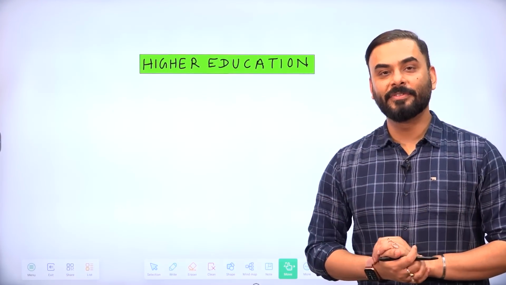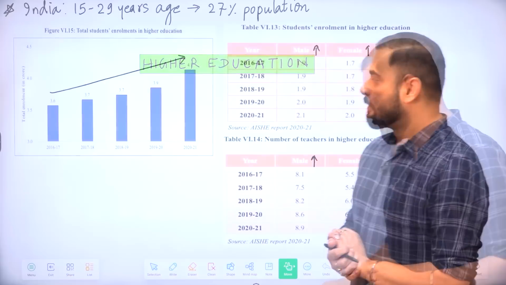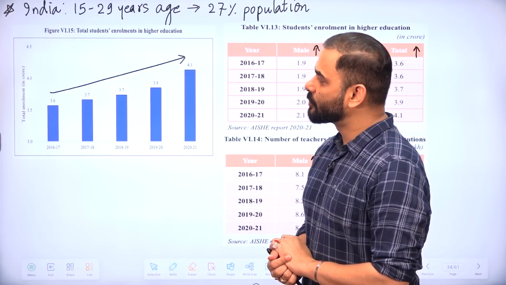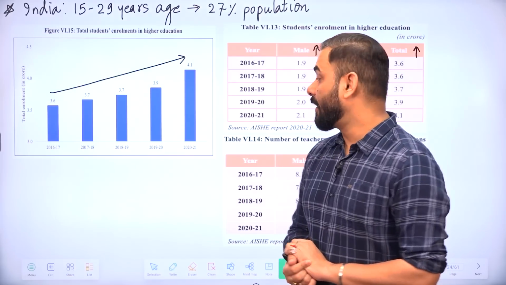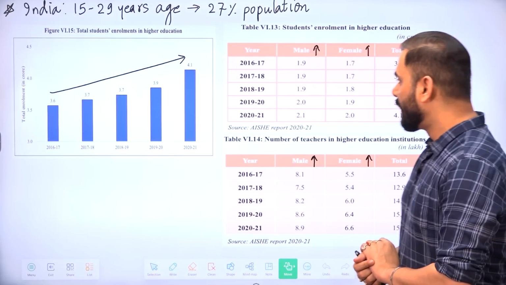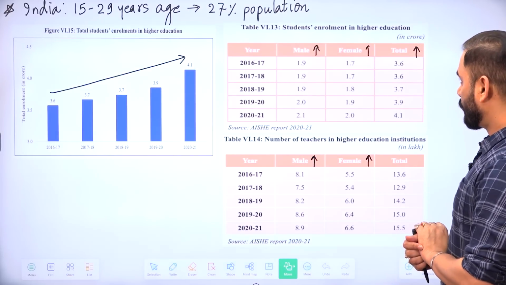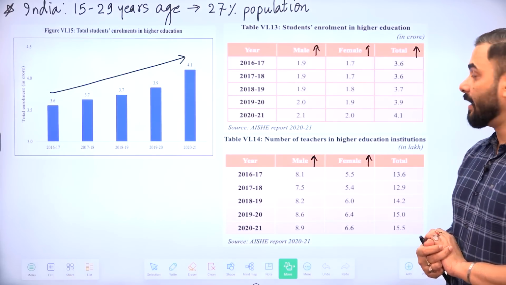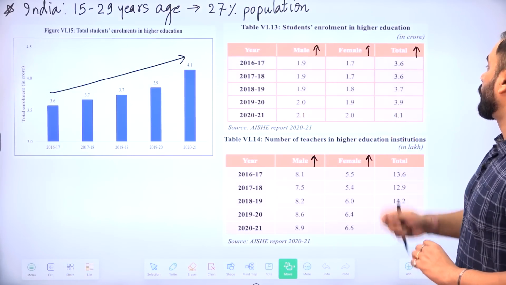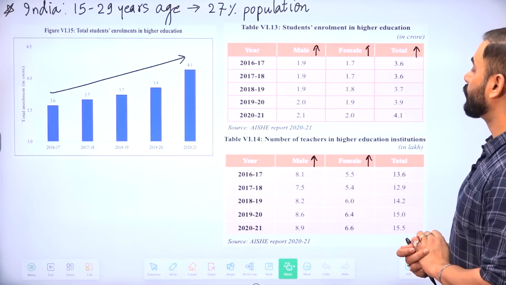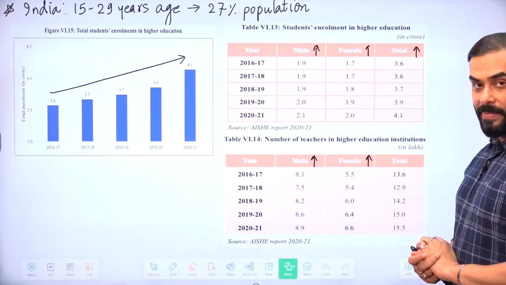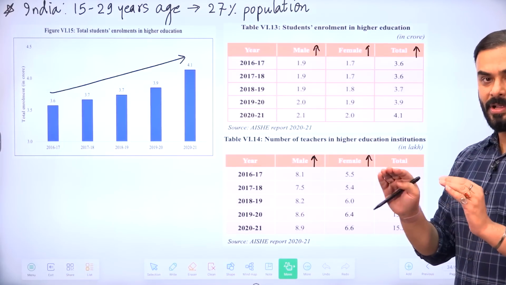Now let us look at some of the developments related to higher education in India. In the year 2016-17, around 3.6 crore students were enrolled in higher education. In 2020, it has increased to 4.1 crore. So yes, the number of students enrolled in higher education has increased. Now let us look at the male-female ratio in higher education. There are more males than females in higher education. Out of 4.1 crore students enrolled in higher education, 2.1 crore are male and 2 crore are female. So it is slightly skewed towards male. This should become more equitable.